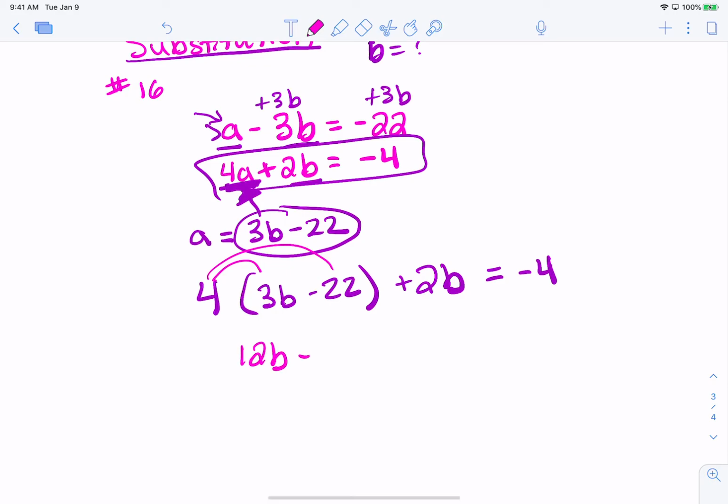12B minus 88. Did you do that in your head? Yeah. Good for you. Plus 2B equals negative 4. Okay, we're getting close. We're almost there.